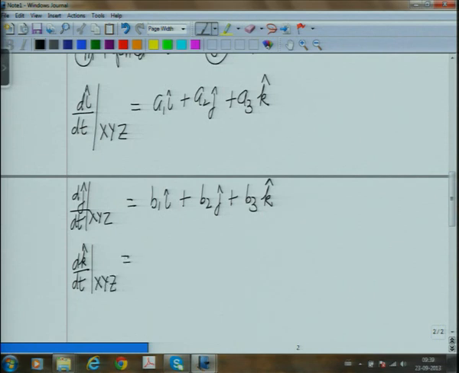So yeah, a1 will be 0 because we know i dotted with i, di by dt will be 0. So dk by dt we will write it as c1i plus c2j plus c3k. So I am just trying to generalize. I could have used the tensor notation here, but I am just expanding everything. I am not writing in small notation.